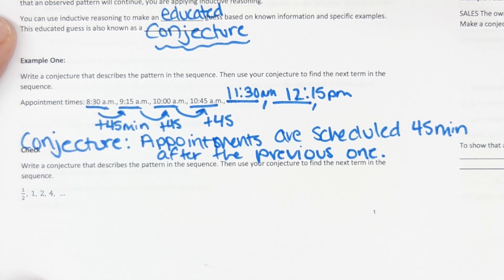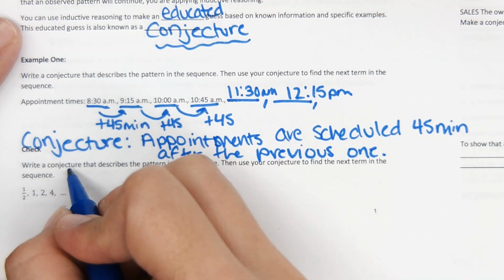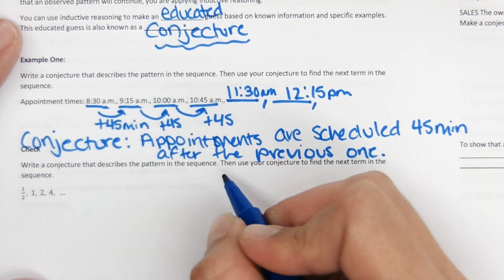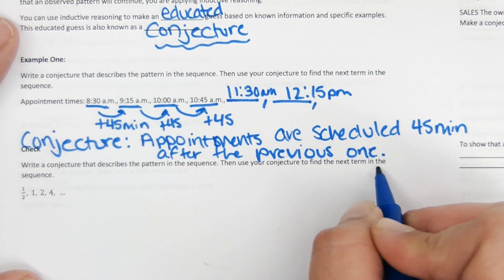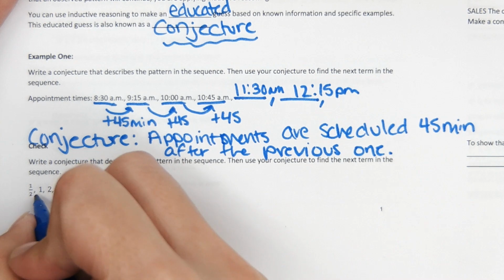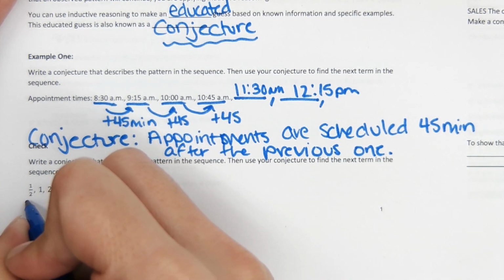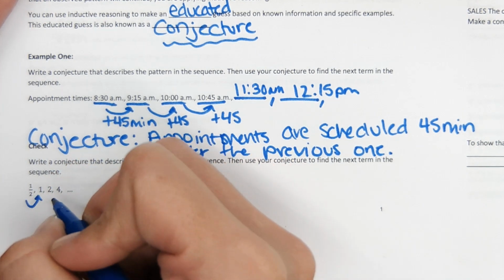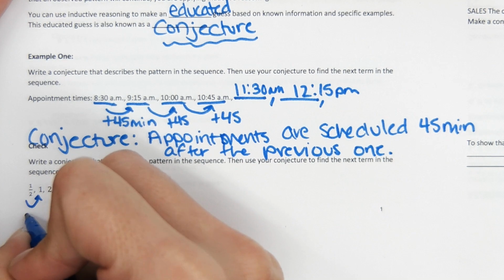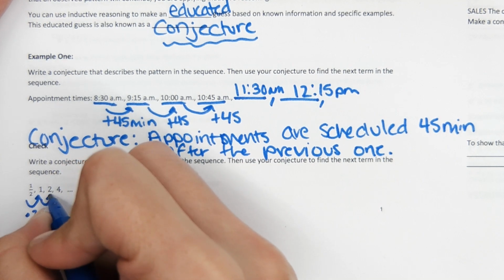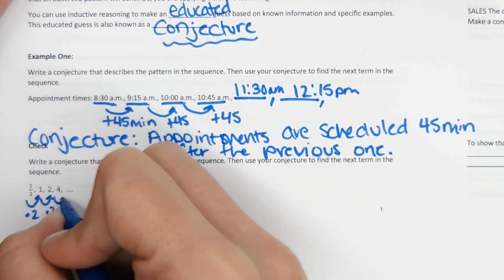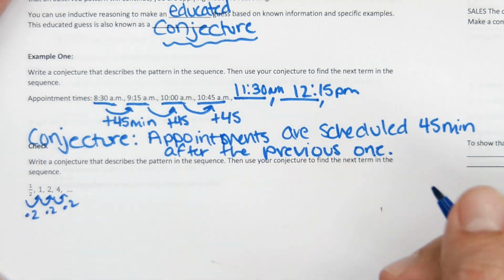Okay. Next one, it says write a conjecture that describes the pattern in the sequence, then use your conjecture to find the next term in the sequence. Okay, so looking at this sequence here, 1/2 to 1, so that would be times 2. 1 to 2, they're timesing by 2. 2 to 4, they're multiplying by 2.